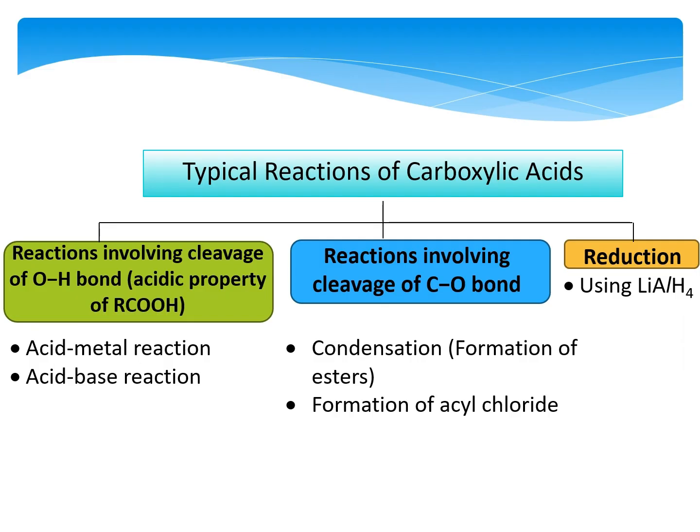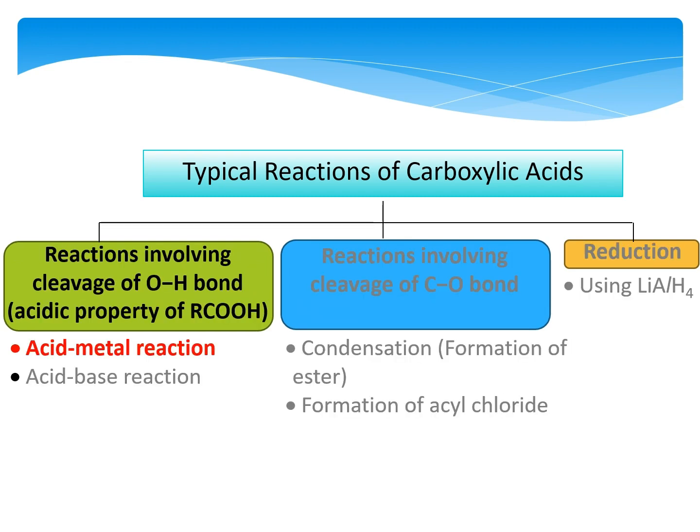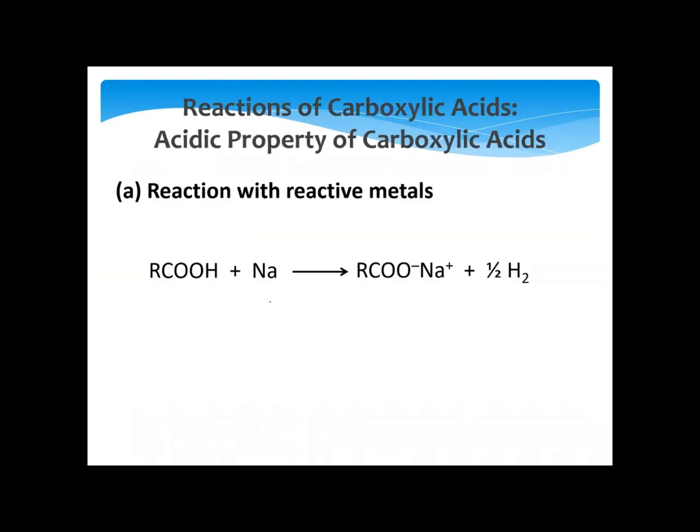We'll now take a look at the typical reactions of carboxylic acid. The first type of reactions we are looking at will be those involving the cleavage of the OH bond. This is due to the fact that RCOOH is an acid, so it will take part in acid-metal reactions as well as acid-base reactions. First, let's take a look at acid-metal reactions. This is pretty similar to what we have talked about for phenol and alcohols reacting with reactive metals.